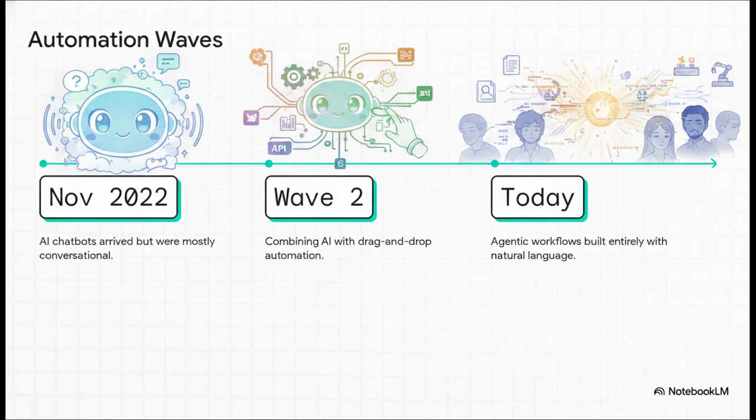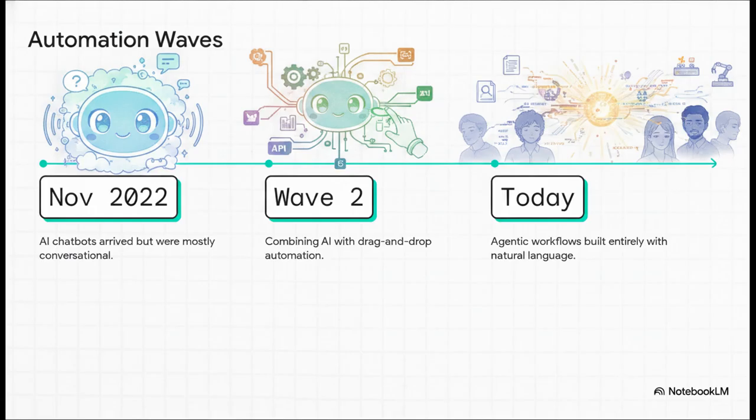Then we hit the second wave. People started mashing up that AI brain with traditional automation platforms like n8n. This was a massive leap. You could plug in real APIs, which, if you're a beginner, are basically just digital bridges letting apps talk to each other, and you could summarize docs or sort support tickets. But the ceiling was still your own ability to manually drag nodes and wire the whole shebang together by hand.